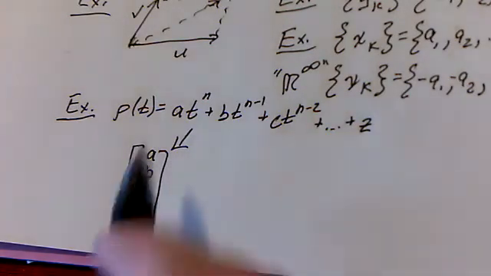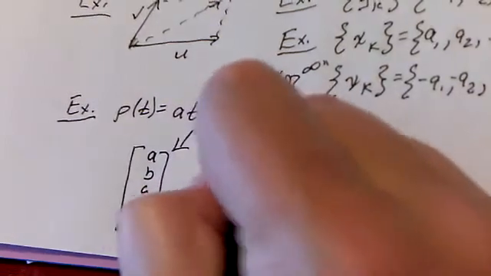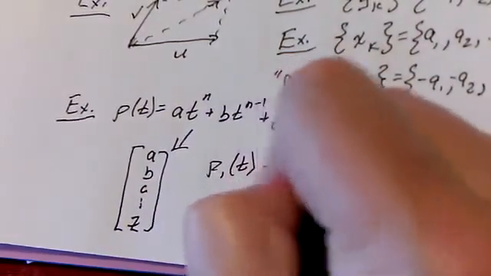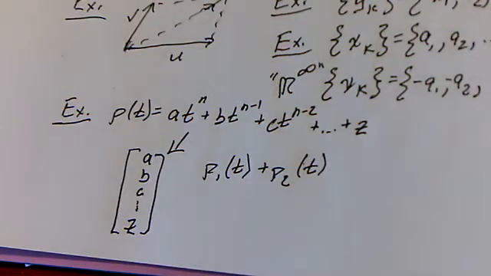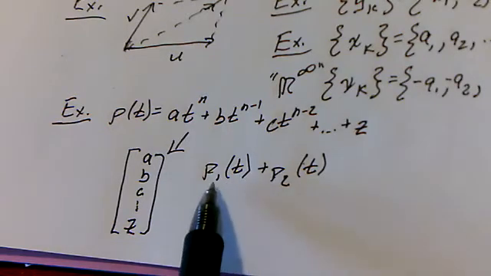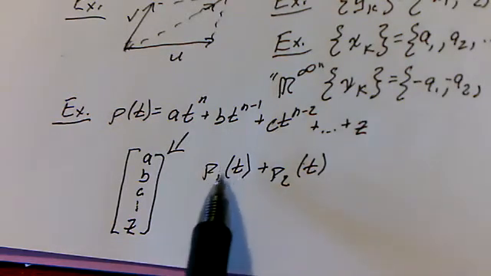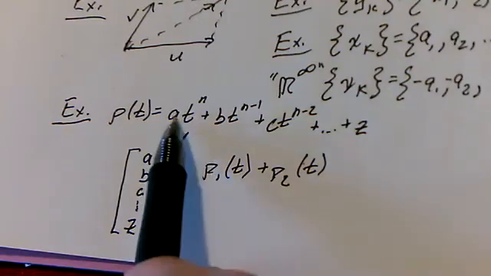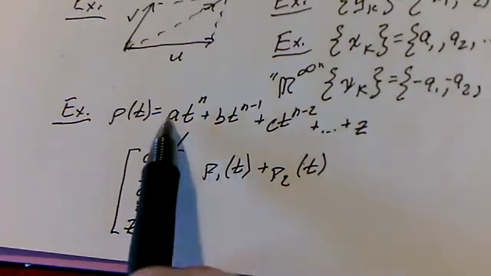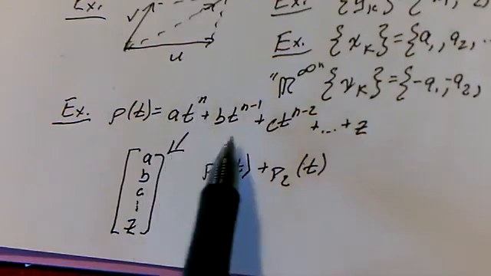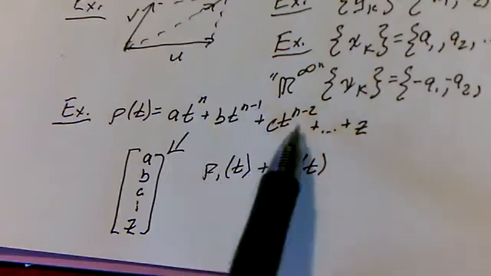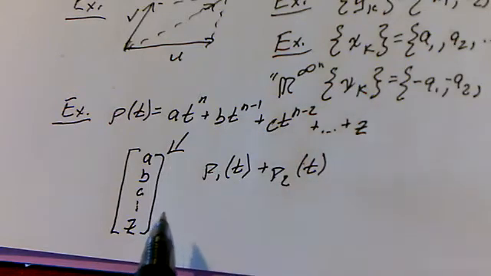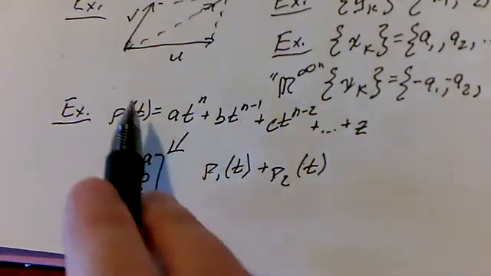And I can think about when I add two of these polynomials. So let's call this p1 of t plus p2 of t. When I add those two polynomials, what do I get? I simply get a1 plus a2. If I add that together, I still get a coefficient times t to the n power. And if I add the n minus 1 powers, I get a coefficient times t to the n minus 1. So this clearly is still an element of this space.